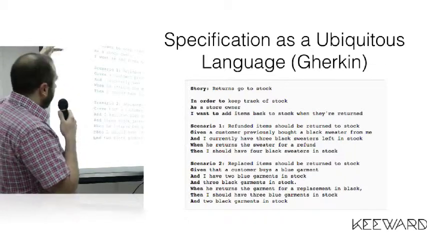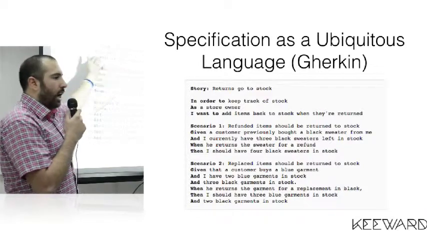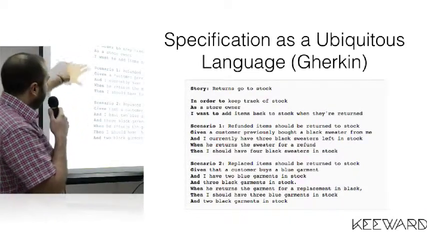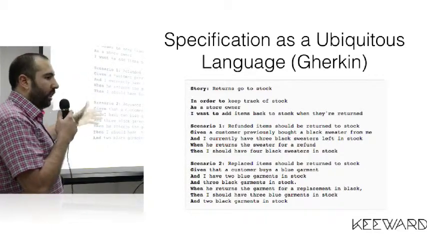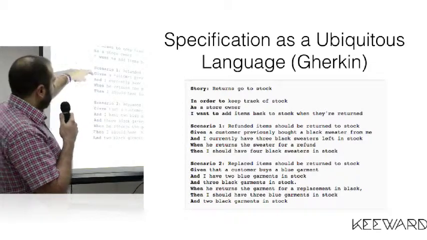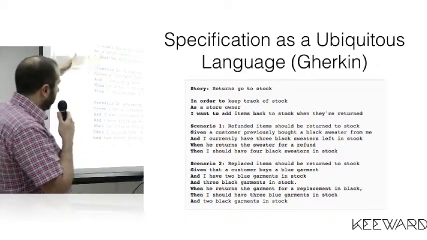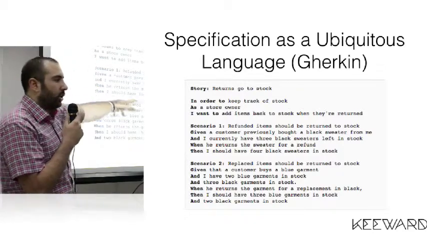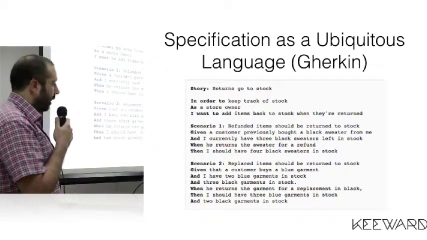Any persona that you have in your application. I want to do XYZ. I want to perform this action. I want to add items back to stock when they're returned, right? And then you have multiple scenarios for this feature. Each scenario defines a given, which is the context. It could be multiple lines of given, so given and, you define your context. When is the action, and then is the result. And you can have multiple results as well, so you have then, and, etc., right?